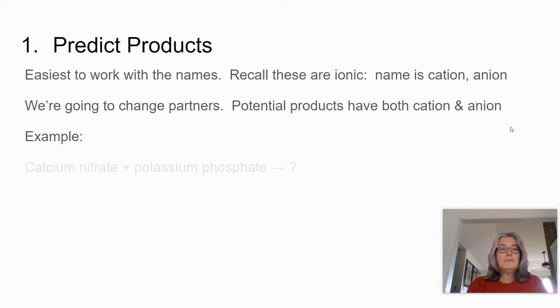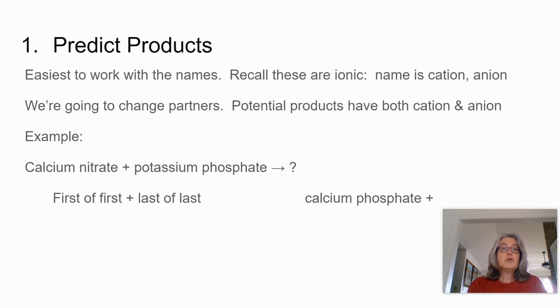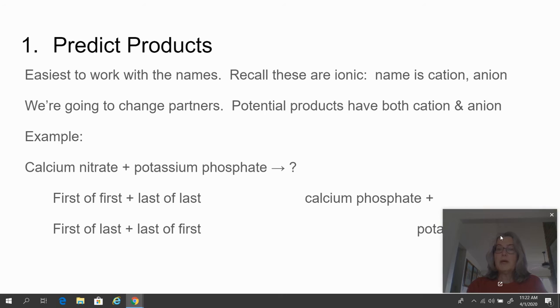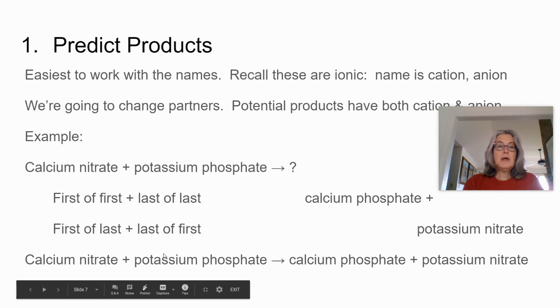So for example, we have a reaction between calcium nitrate and potassium phosphate. We want to switch those partners around. Calcium and potassium are still going to be written first in the products. So the first of the first and the last of the last is calcium phosphate. And then the first of the last with the last of the first gives us potassium nitrate. So calcium nitrate plus potassium phosphate gives us calcium phosphate plus potassium nitrate.